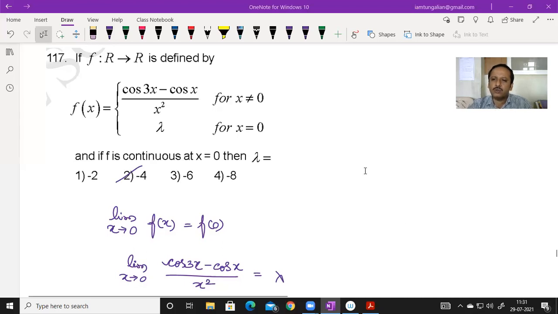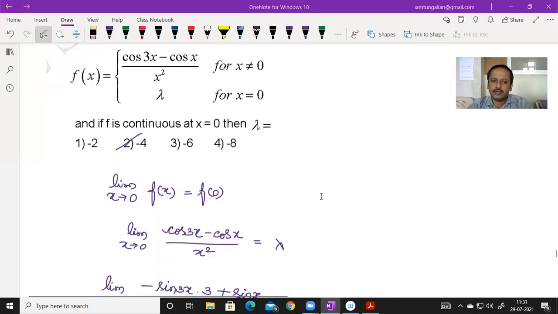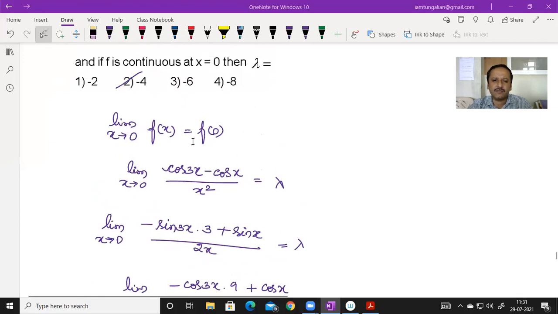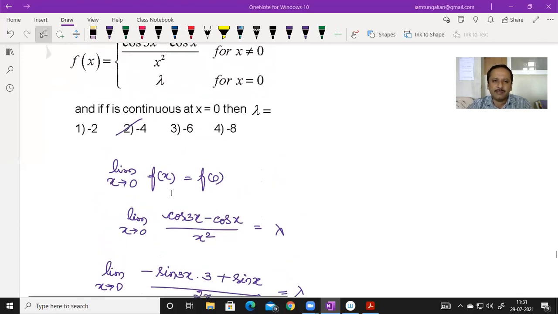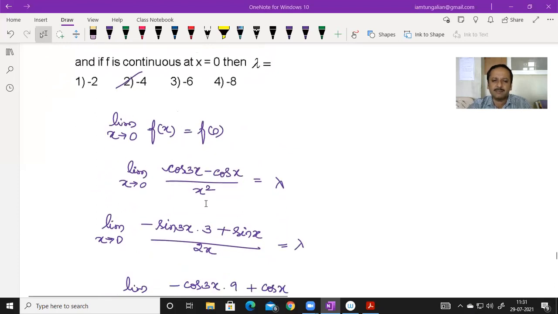Okay. So by definition, limit x tends to 0, f of x will be f of 0. Apply the limit here. Limit x tends to 0, f of x, I'm writing (cos 3x minus cos x) by x square equal to lambda. If we directly apply the limit, I'm going to get cos 0, that is 1, minus 1 by 0, which is 0 by 0. So I have used L'Hospital's rule here.